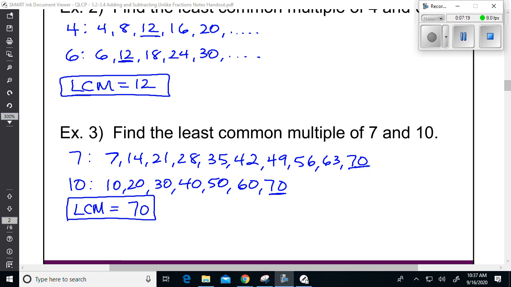So the way that this could look on a quiz or a test would be: find the least common multiple of 2 and 7, and tell me what it is. Then I might ask you, find another common multiple of 2 and 7 that is not the smallest. So that means you just tell me the next number that works.